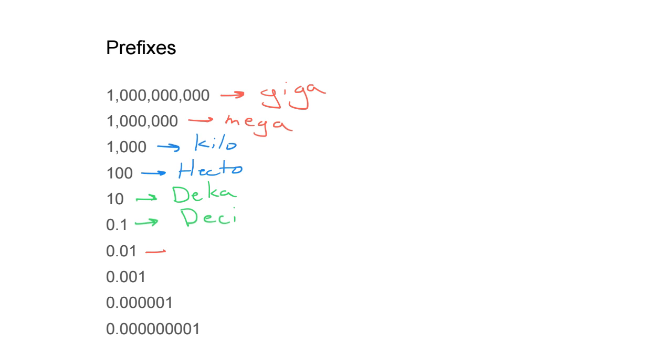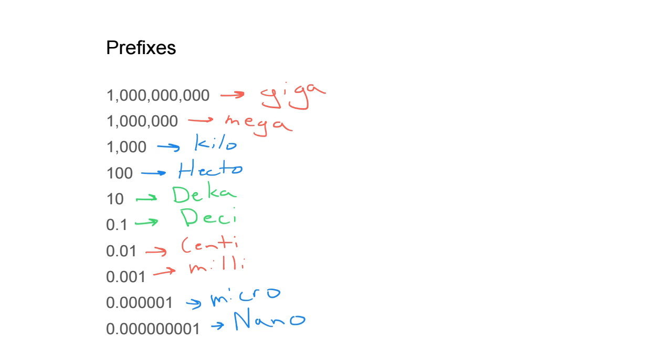A 100th of something is a centi. And a 1,000th of something, which would have 2 zeros and then a 1, is a milli. That's another pretty common one. All right, and I threw in just a couple more for fun. So a milli is a 1,000th of something. A millionth of something is called a micro. And then a billionth is a nano. So a billionth of a second, for example, is a nanosecond.